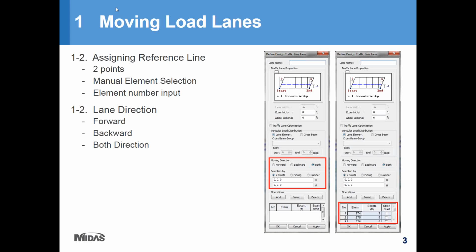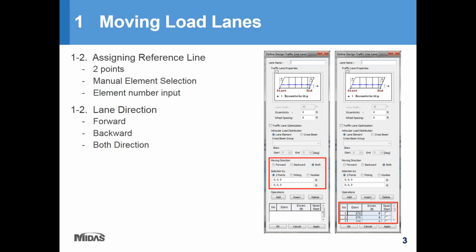There are three possible options for selecting the reference line for line lanes. First is 2 points. With 2 points, the user can simply select the start point and end point of the line lane. This comes in very handy for straight bridges. The user can just select one girder, then the start element and the end element of the girder, and the moving load lane is automatically defined.